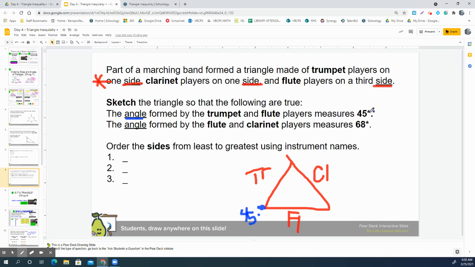This has a degree symbol. It's got to go in a corner. I know it sounds like I'm being crazy, but people make these mistakes over and over again. The corner where the trumpets and the flutes and the clarinets come together, so flutes and clarinets come together in this corner, is 68 degrees. Again, these are degrees. They have to go in corners.